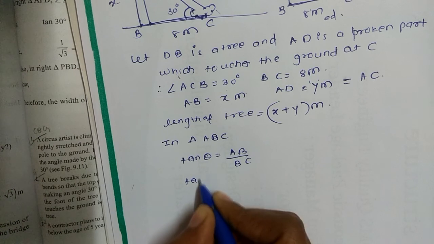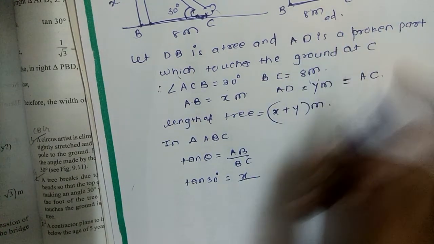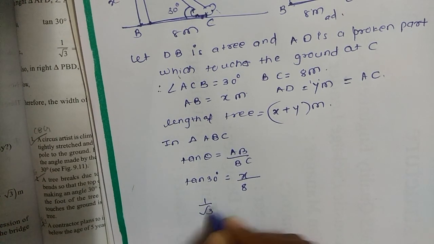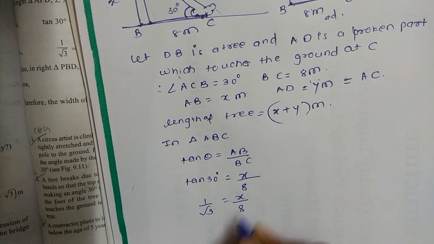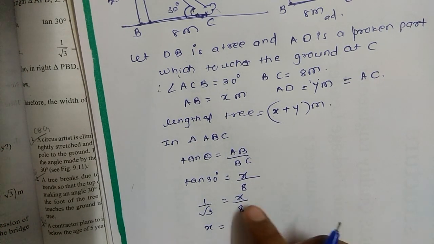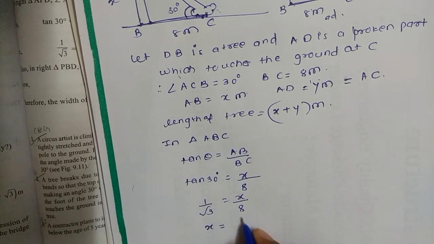So tan 30 degrees equals AB, let us take X here, and BC we know is 8. Tan 30 is 1 upon root 3, equals X upon 8. X we need to find out, so dividing by 8 goes to that side. It will be 1 into 8, that is 8 upon root 3 meter.